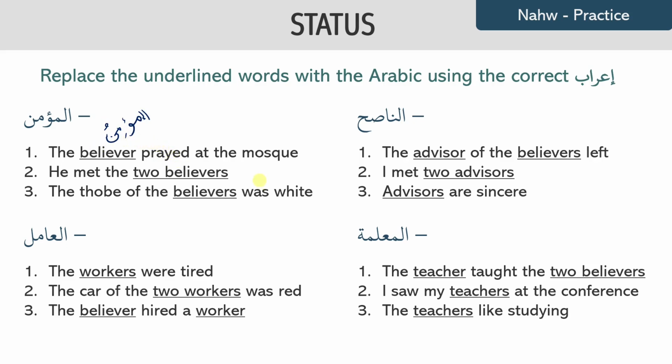Number 2, he met the two believers. The two believers is nasab because it answers the question, who did the doer meet? So this is going to be in the nasab row, and it's also going to be in the dual row. So you're going to have mu'minayni, al-mu'minayni.